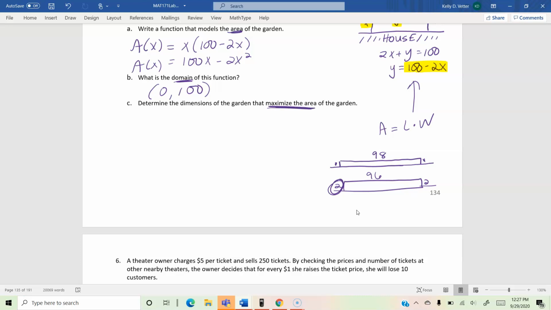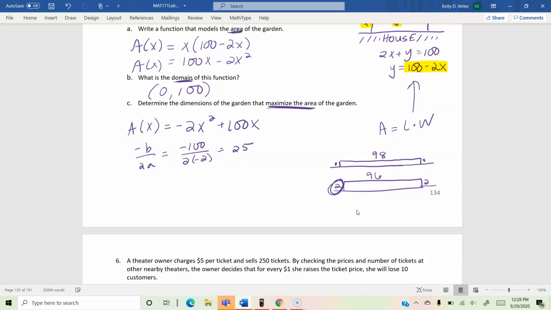This says, how can she maximize her area? So maybe what she wants to do is make sure she has the most space possible for her garden, which I could see someone wanting to do. And so you're going to find your vertex. I'm going to rewrite the function in standard form. And then we know how to find a vertex. We've been finding vertices for a long time now.